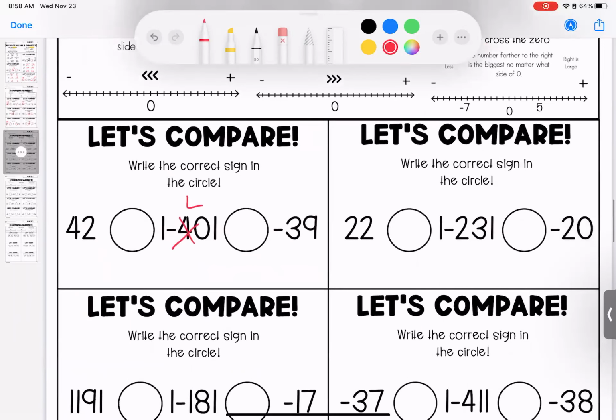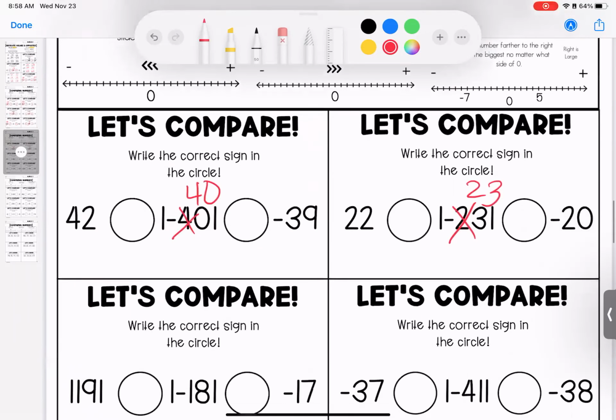Again, go through. Rewrite any absolute value as what their distance from 0 would be. It helps to compare when you have the actual number and you're not trying to think of what the answer is. All right, 42 is greater than 40. 40 is greater than -39. 22 is less than 23. 23 is greater than -20.